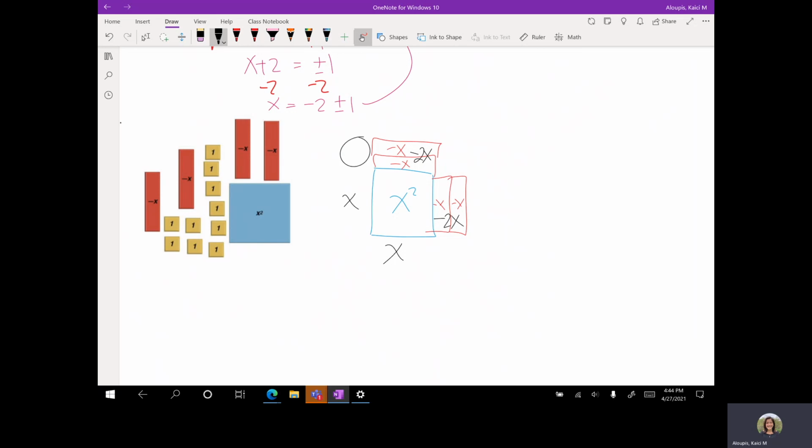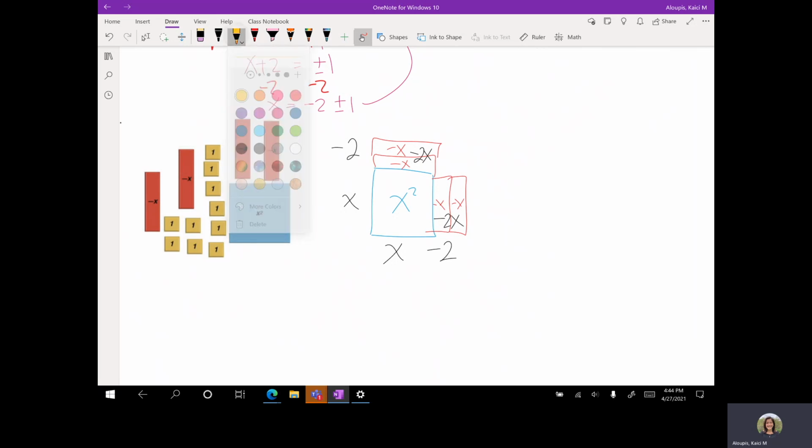So that means here I'm going to write negative 2, because this x times this negative 2 will produce that negative 2x. This is negative. That's the difference. We're not adding 2 this time, we're subtracting 2.